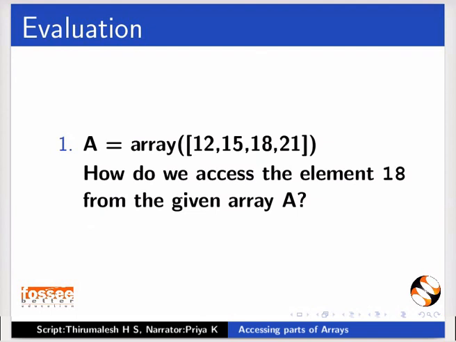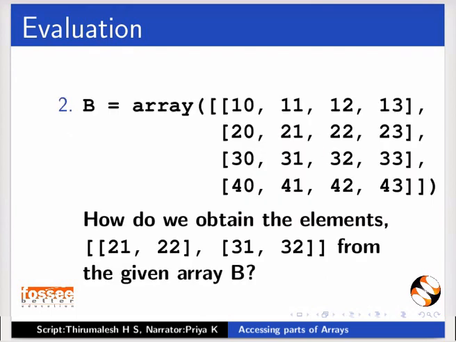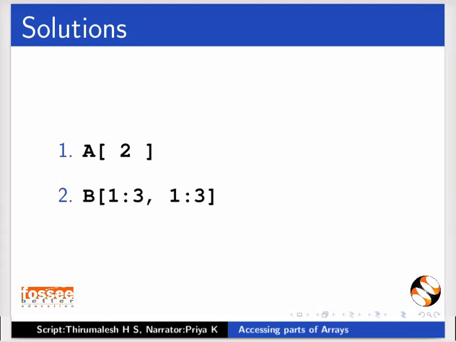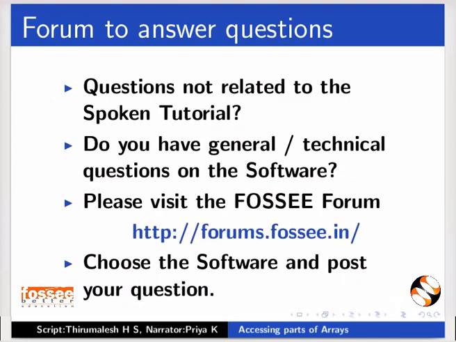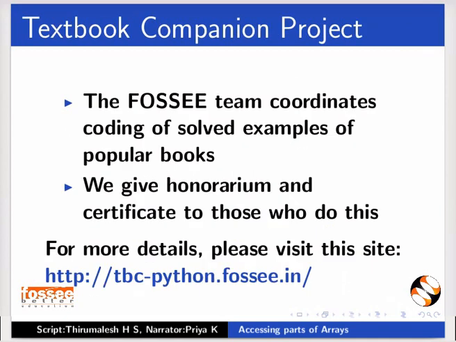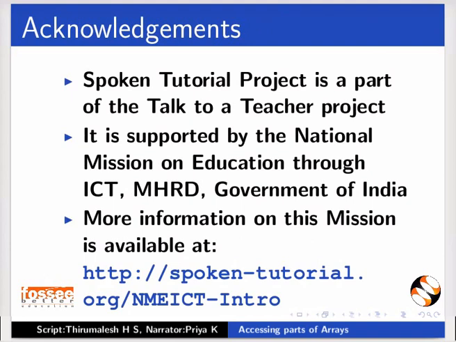Here are some self-assessment questions for you to solve. How do we access the element 18 from the given array A? How do we obtain the elements 21, 22, 31, 32 from the given array B? And the answers? First, the element 18 in array A has index number 2. Hence, we can access it as A[2]. Second, to obtain the central 4 numbers in the array B, we say B[1:3,1:3].